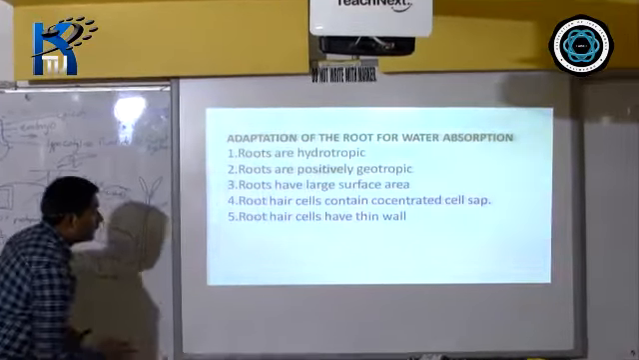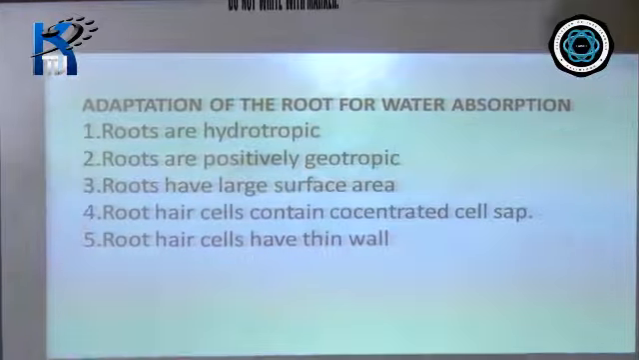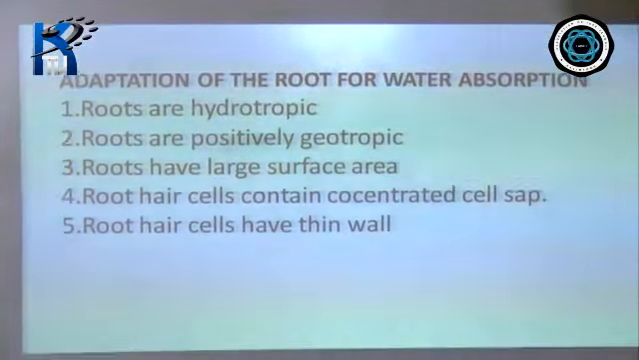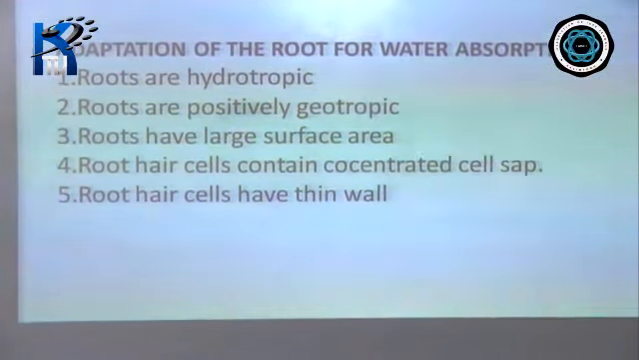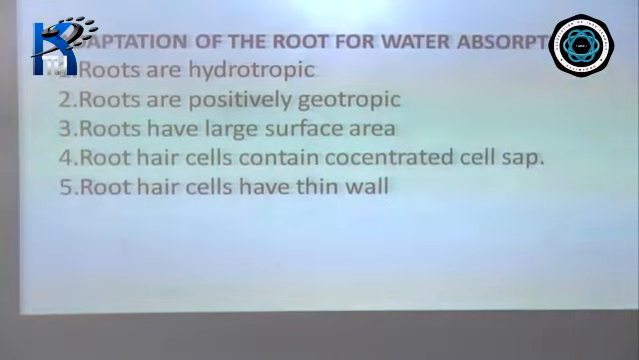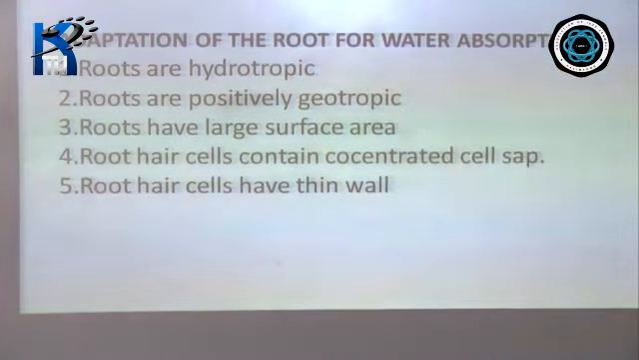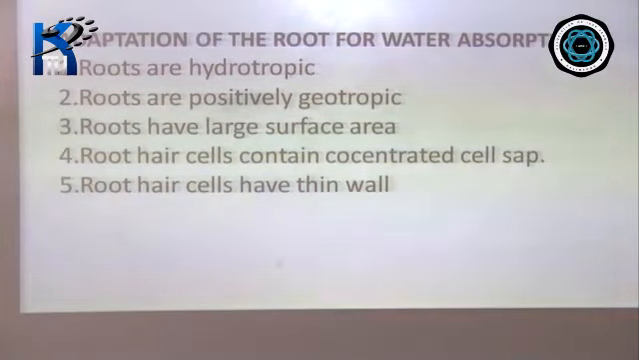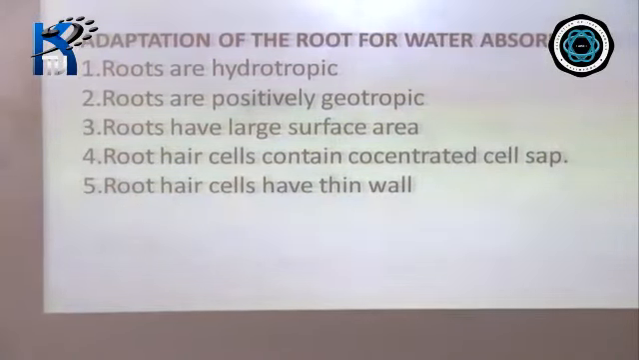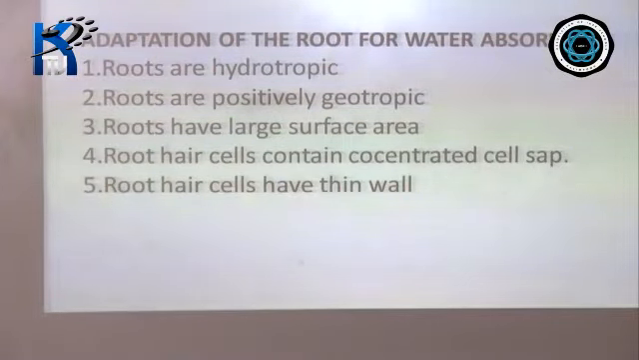Next, now let's try to understand the adaptation. What makes the root absorb water and minerals? How are these plants adapted to absorb water and minerals? You have to understand, the root is the organ of the plant that helps to absorb water and minerals. So what is the structure present here? Why does it make the root absorb water and minerals? What is the reason behind it?